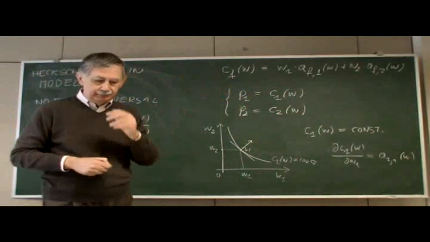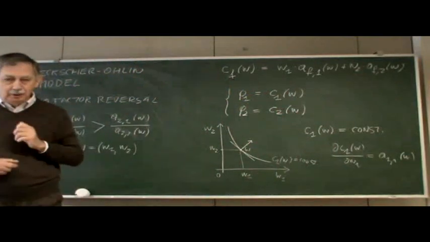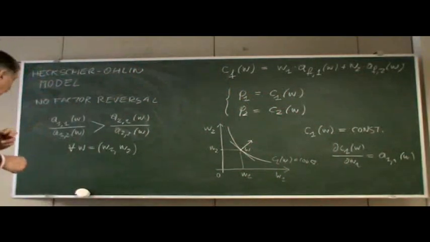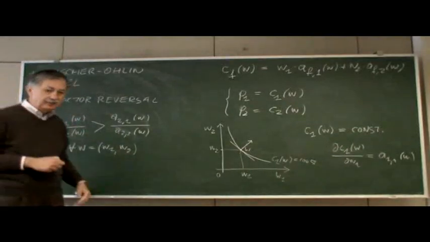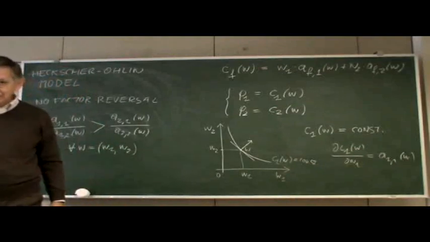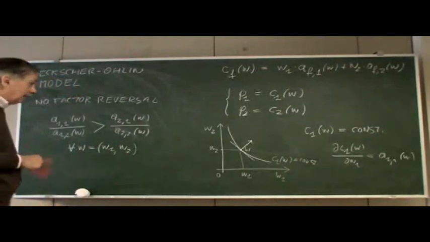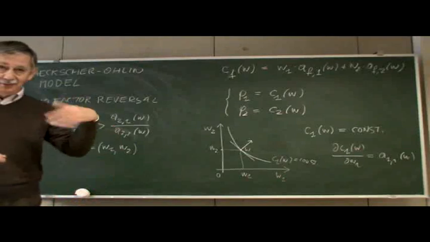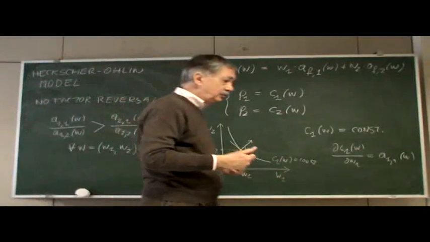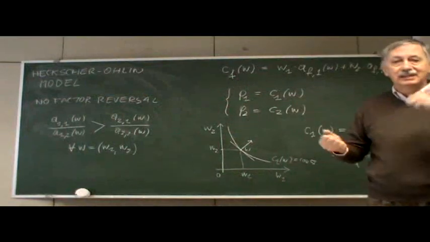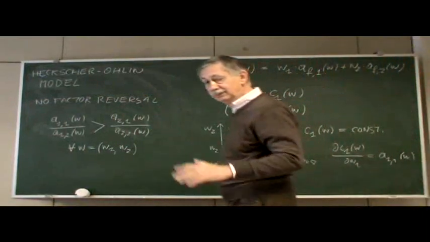In colloquial terms, we can say that if factor 1 is labor and factor 2 is capital, good 1 is more labor intensive than good 2. On the contrary, good 2 is more capital intensive than good 1. Is it clear?